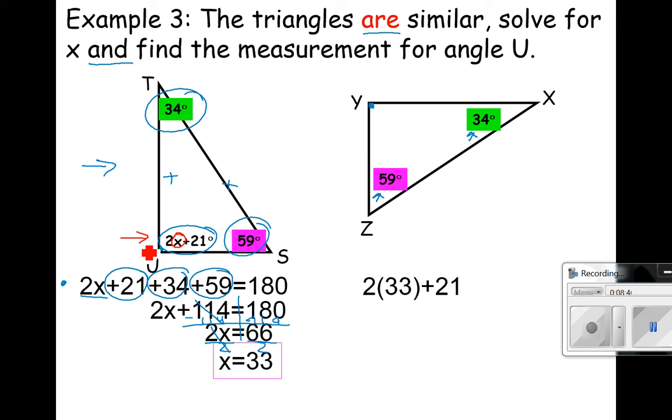So if I'm going to substitute it in, I have 2 times 33 plus 21. 2 times 33 is 66. Bring down the plus 21. And when you add 66 plus 21, you get 87. So I know that the missing angle measurement, angle U, equals 27. So angle U equals 27. Now I'm going to check my directions to see if I've solved everything. Solve for x. I got it. And the measurement of angle U. I got it. So I know I've answered everything on this picture.